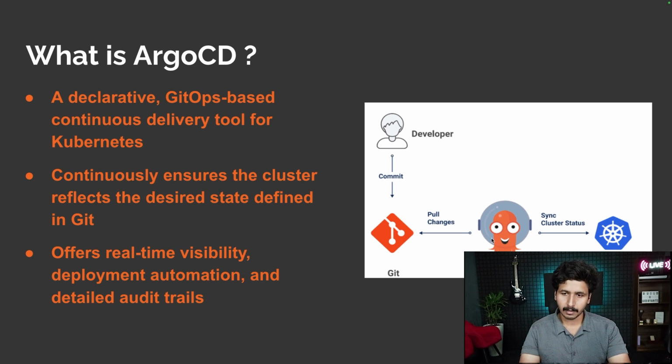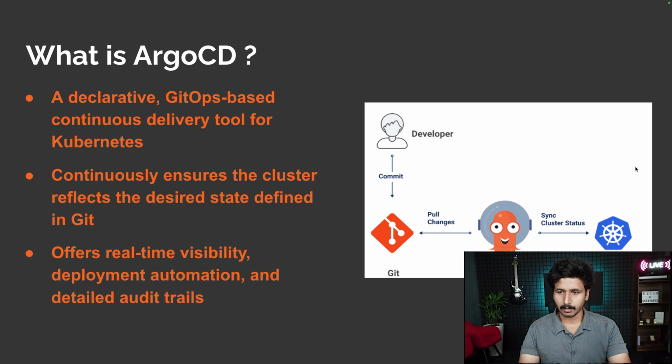The main core functionality of ArgoCD is that it connects your Git repo to the ArgoCD instance, and it watches your Git repo for any changes. As soon as it finds any changes in your Git repo, it pulls them and makes sure it syncs the desired state to the actual state present in your Kubernetes cluster. So this is how the basic functionality works.